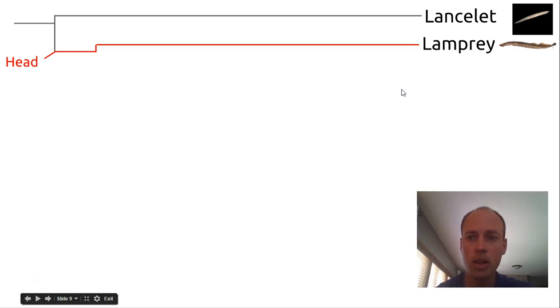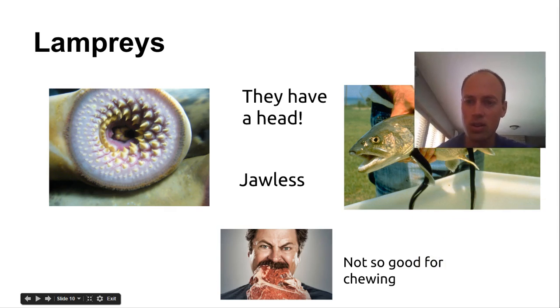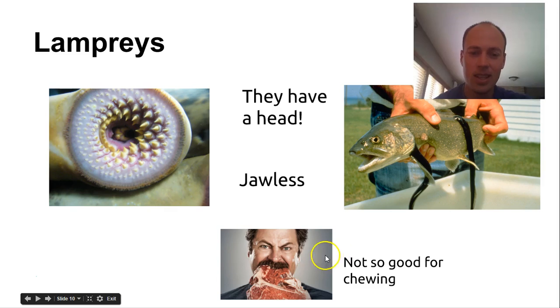Then we have something called a lamprey, which is kind of the simplest vertebrate that we can think of that actually has a head. It is a vertebrate. It doesn't even have a jaw. This is not a picture of a lamprey. This is, though. They're kind of gross looking to me. But yeah, so not so good for chewing. They can't really chew their food. They have to kind of be filter feeders and suck their food a little bit more.